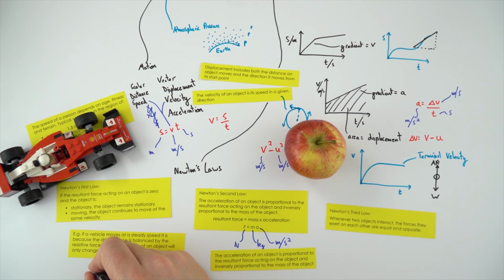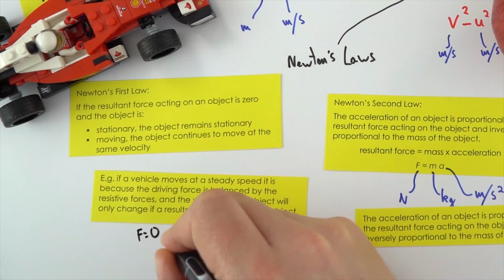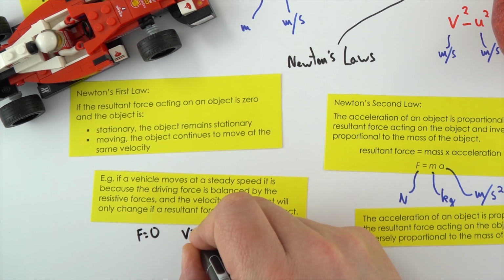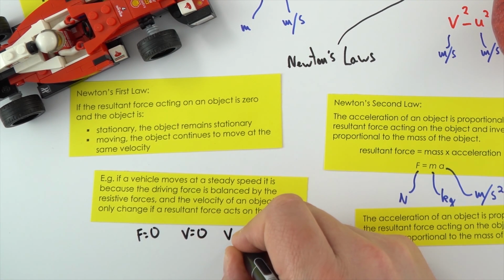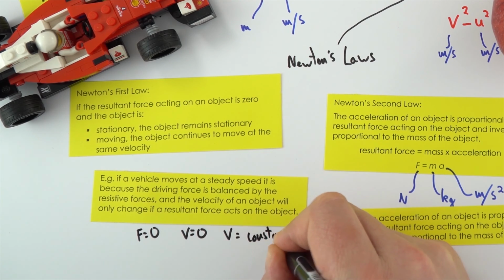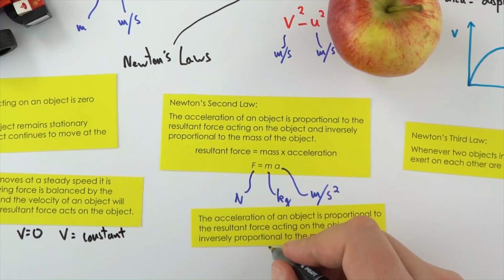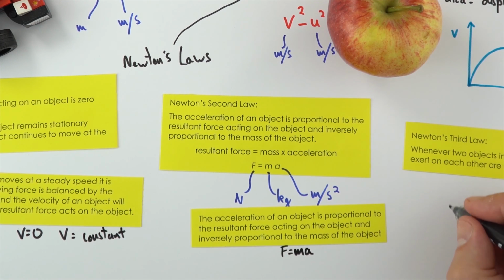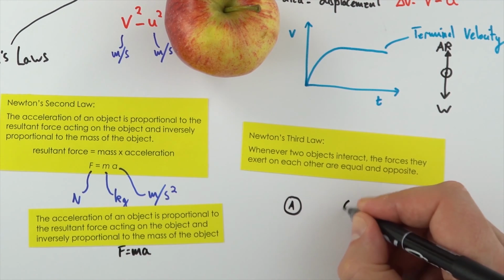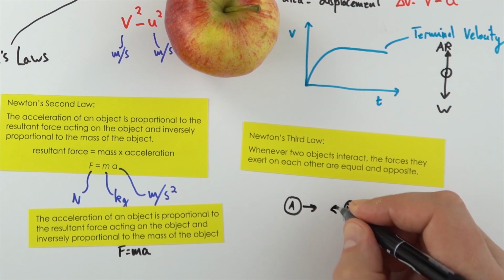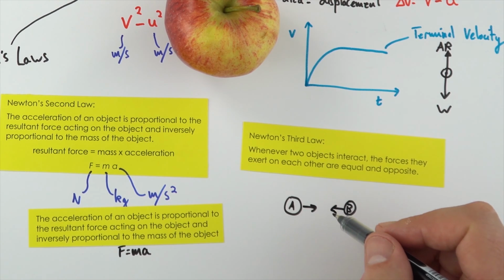So a way to think about this is that if the force is equal to 0, then objects which initially had no velocity stay at 0. Objects that were moving still keep moving at a constant velocity. Here, if there is a force, then that force is going to be causing an acceleration. And here, what we're saying is that if you've got an object A and an object B, the forces that they exert on each other are going to be equal and opposite.